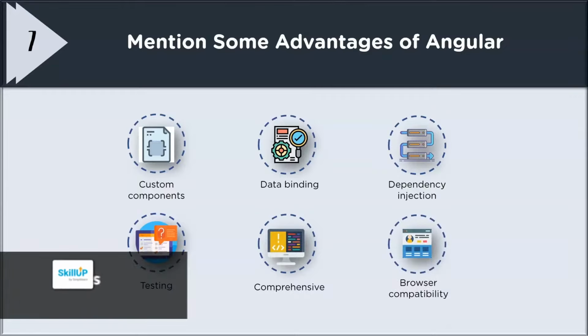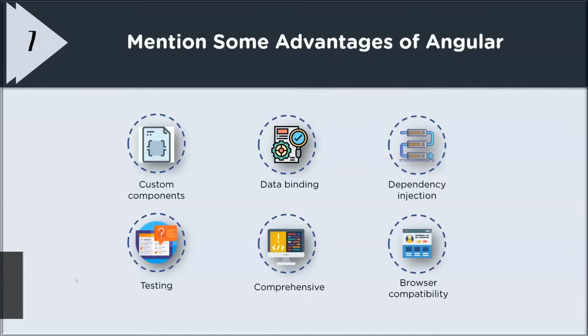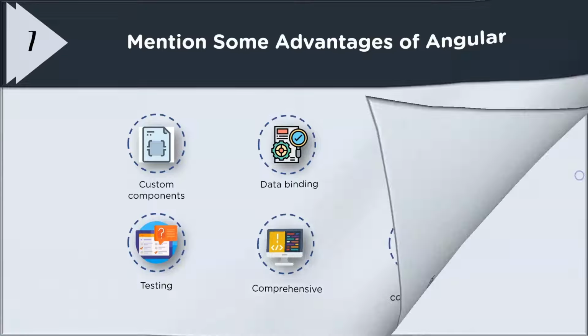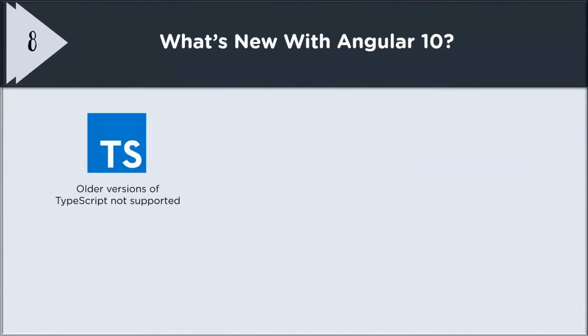An Angular application can typically run on all browsers, be it Chrome, Firefox, Safari, and operating systems like Windows, macOS, and Linux. What's new with Angular 10? First up is that older versions of TypeScript are not supported. Previous versions of Angular supported TypeScript 3.6, 3.7, and even 3.8. But with Angular 10, TypeScript bumped to TypeScript 3.9.